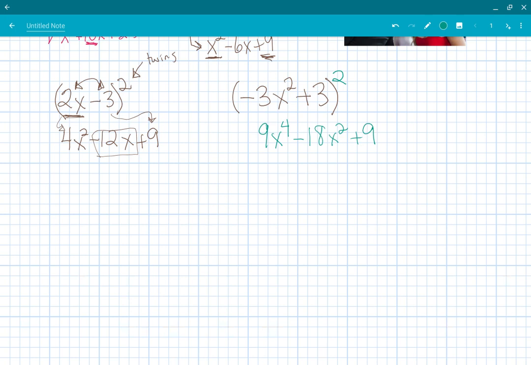All right. Any questions so far on the identical twins? And the reason I call them identical twins is because they're two of the same thing, right, that are multiplying. All right. This time, we're going to try, let's call these fraternal twins.